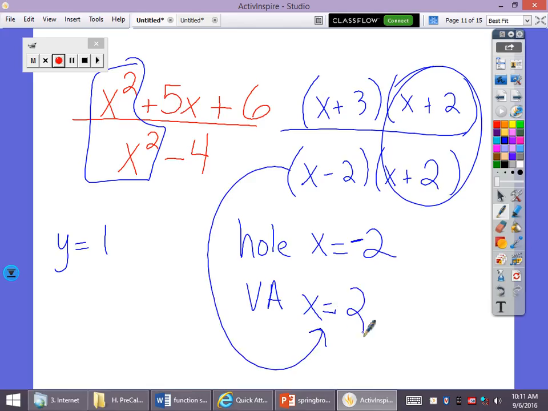You see why I picked that example? Because these are factors. I have to set them equal to 0 to get the root or the hole. You with me? Okay. Good. All right. Let's move on.